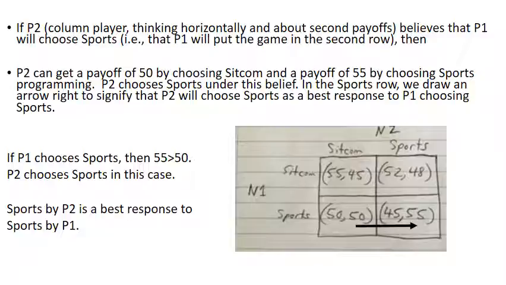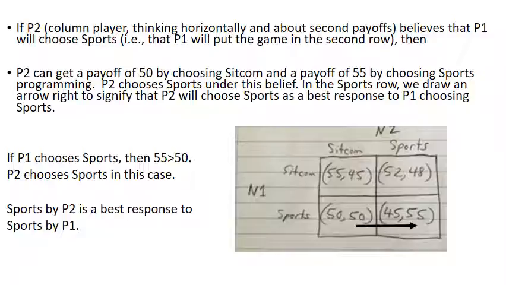If player 2, or the column player who thinks horizontally and about second payoffs, believes that player 1 will choose sports, that is, that player 1 will put the game in the second row, then player 2 can get a payoff of 50 by choosing sitcom, or a payoff of 55 by choosing sports programming. Player 2 chooses sports under this belief because 55 is greater than 50.